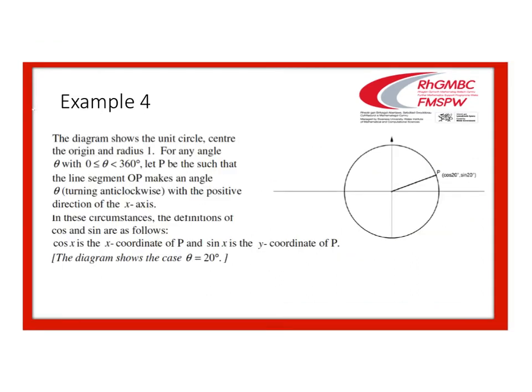Example 4 says the diagram shows the unit circle, centre the origin and radius 1. For any angle theta with theta between 0 and 360 degrees, let P be such that the line segment OP makes an angle of theta turning anti-clockwise with the positive direction of the x-axis. In these circumstances, the definitions of cos and sine are as follows. Cos theta is the x-coordinate of P, and sine theta is the y-coordinate of P. Essentially, this is saying that no matter what the angle theta makes with that x-axis, the point P will be cos of that angle, sine of that angle, as the coordinates x and y.